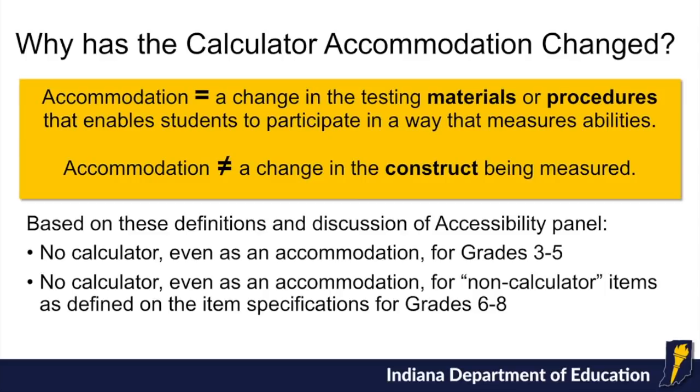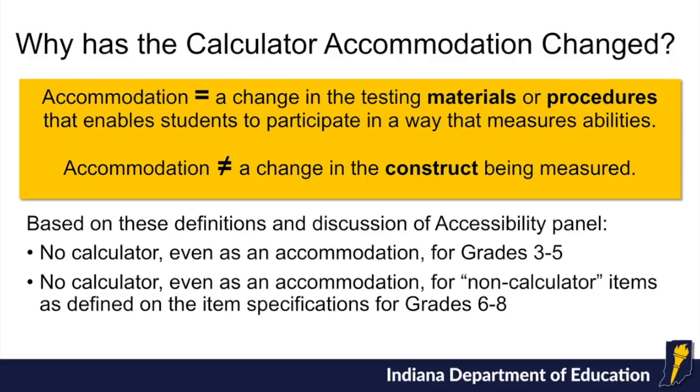You might think about this accommodation as similar to text-to-speech. When measuring reading comprehension, passages and questions cannot be read aloud to students as it impedes the construct that's being measured. Similarly, when measuring computation and number sense, a calculator may impede the construct being measured and cannot be provided.